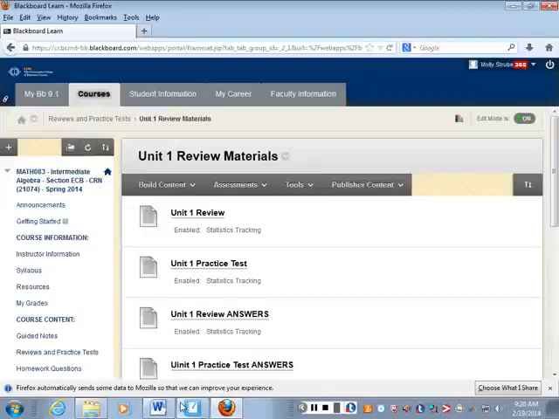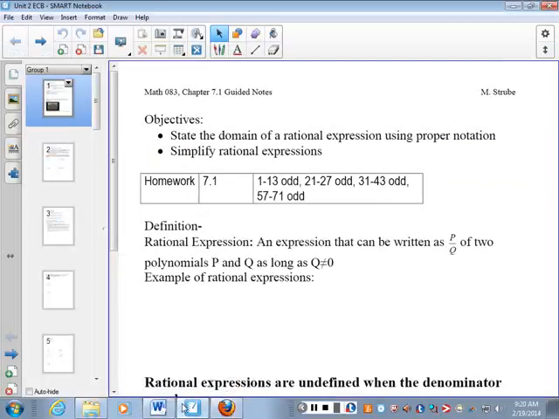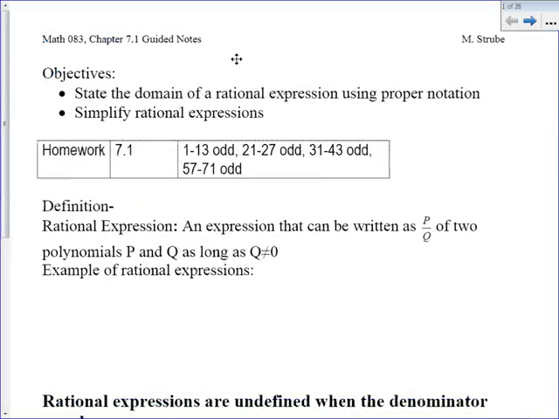Unit 1 is actually not a bad place to start, even though this will not be on your test. Every topic on here is related to something that's going to be on your test. So what we're going to work with in Chapter 7, and I will tell you that this is more difficult than Unit 1. Chapter 7 is one of the harder chapters in this class. We're going to work with rational expressions.